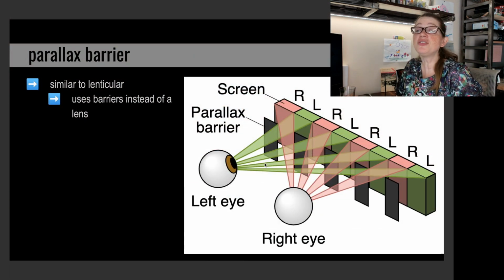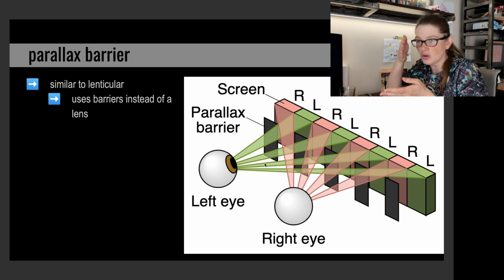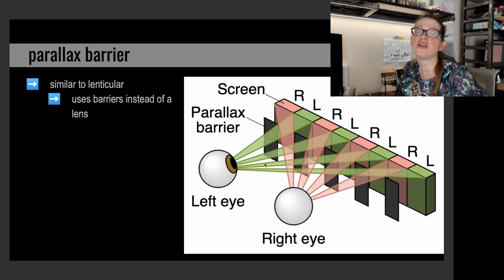Then we have a similar screen called the parallax barrier, which again, you're alternating thin strips of the left and right images, but instead of a bumpy lens on the top, you have a barrier where the eye can only see at a particular angle behind it. And this is actually what the Nintendo 3DS uses.